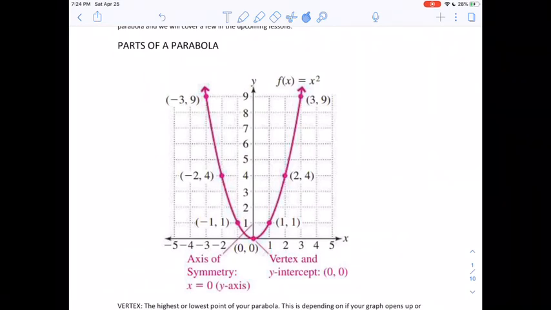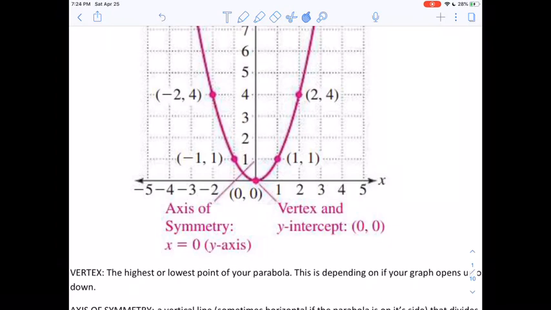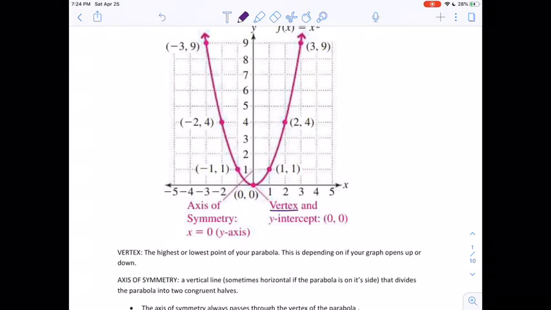So remember, a parabola is this U-shaped graph, and all parabolas have a vertex and an axis of symmetry. Okay, so here's our vertex, and here it's pointing at my axis of symmetry. Your vertex is your highest or lowest point of your parabola, depending on if your parabola is an upward U or an upside down U. So in this case, this is an upward U, so my vertex is the lowest point of that U. And then our axis of symmetry is that vertical line.